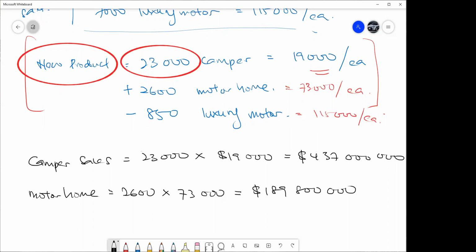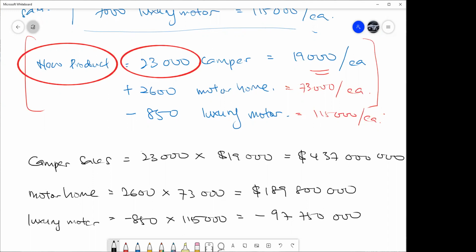189,800,000. Lastly, this is luxury motor. Luxury motor lose money. So negative, decrease unit. Put a negative there. Times 115,000. So it got a negative. So losses are negative 97,750,000.